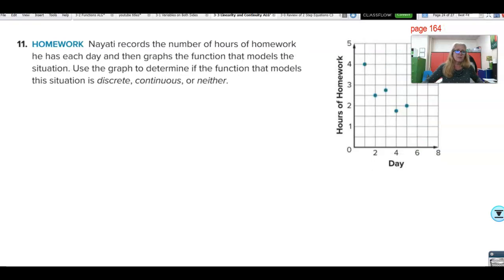Okay. Should I even read this? Seriously. Well, if they would put names I could pronounce, Nayati? I guess. Nayati records the number of hours of homework he has each day and then graphs the function that models the situation. Use the graph to determine if the function that models this situation is discrete, continuous, or neither. Discrete.